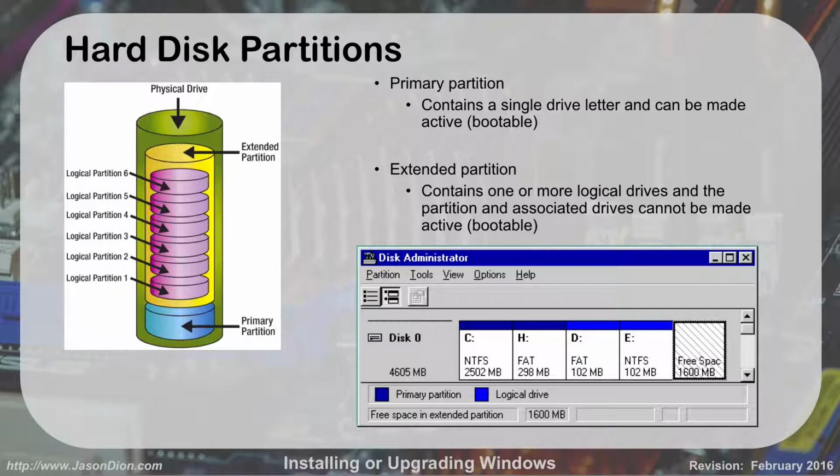Extended partitions allow for more logical drives. They can have letters, but they don't have to have letters, and they cannot be made bootable. So I can boot from C or H, but I cannot boot from D or E. Okay? And you can see we can make some NTFS and some FAT if we wanted to as well, as we have here: NTFS, FAT, and NTFS.